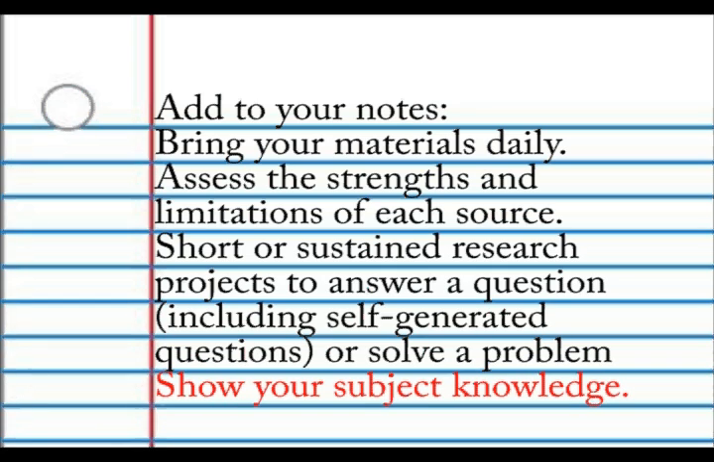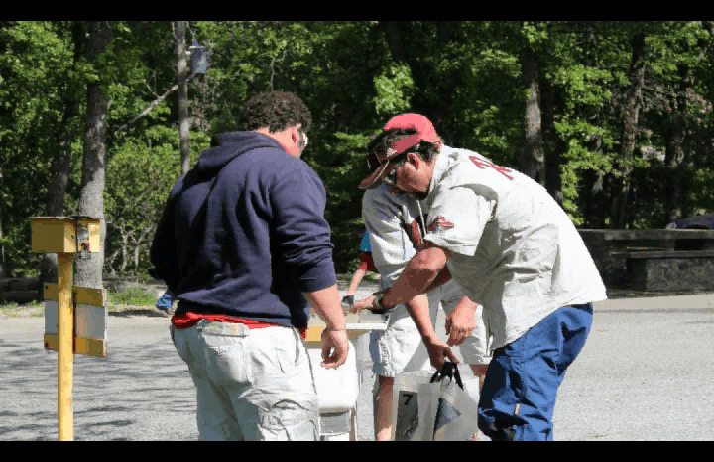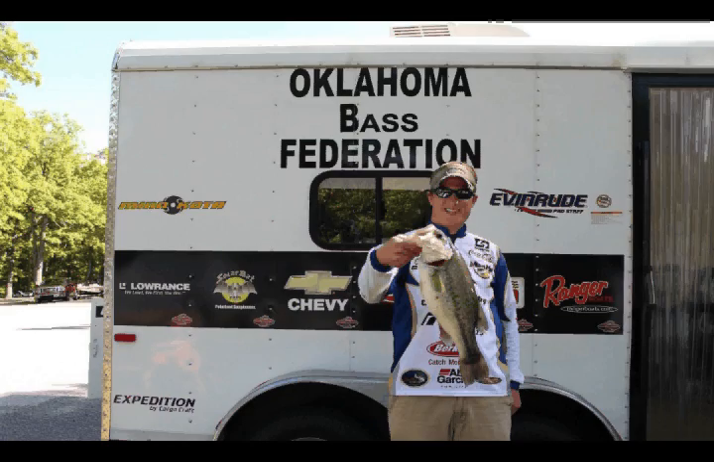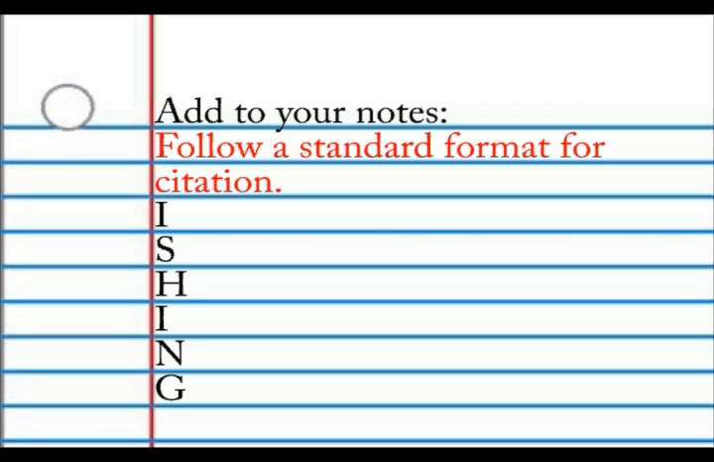The second word for our acronym is fishing. Bass anglers only keep fish that are 12 inches or longer, and they may bring no more than 5 fish to weigh in at the end of a tournament. This is a standard rule across the country for bass tournaments and ensures everyone follows the same guidelines. The letter F stands for Follow a Standard Format for Citation.